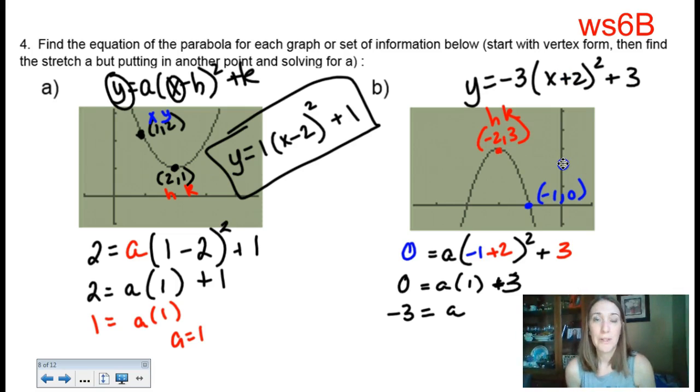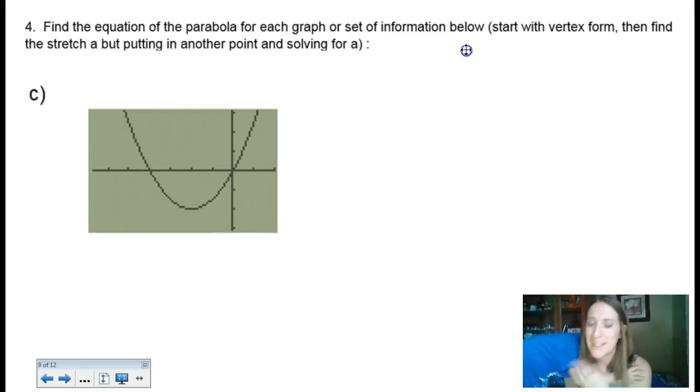So you have to do a little bit of work to find the a. You can anticipate the a, like you can predict if it's positive or negative. If it's a fat parabola, you can tell if it's going to be a number larger than 1 or less than 1. But that's the idea for those.